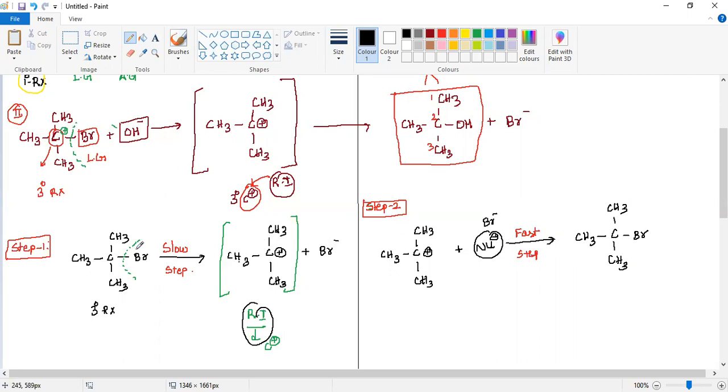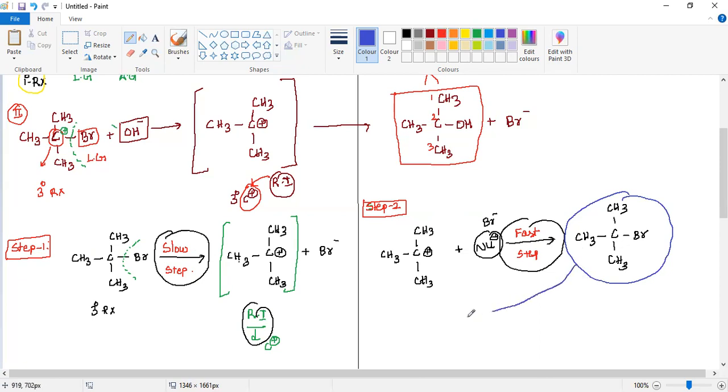SN1, which is followed by two steps. The first step is the slow step, and step 2 is the fast step. Okay? So the formation of the product mainly takes place by what? The reaction intermediate, the carbocation. Clear? Okay. But what about in SN2? It is the transition state. Okay? Next point.